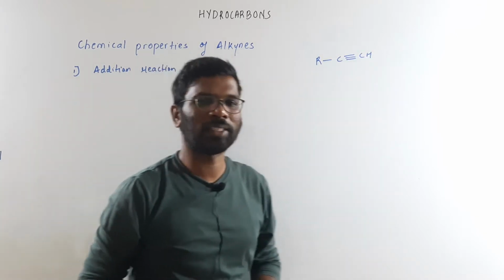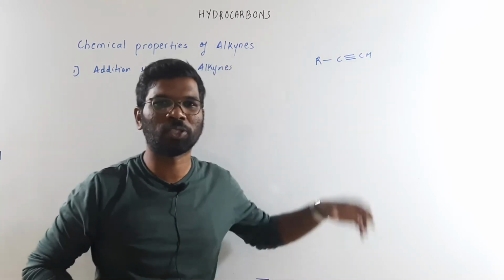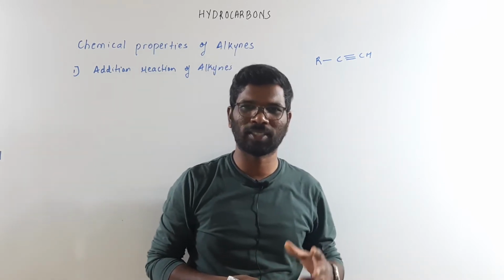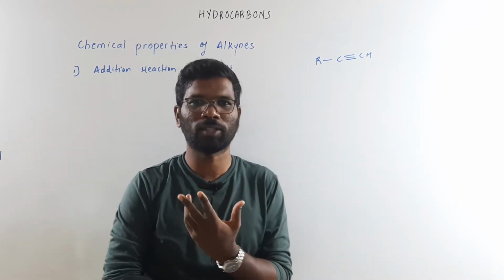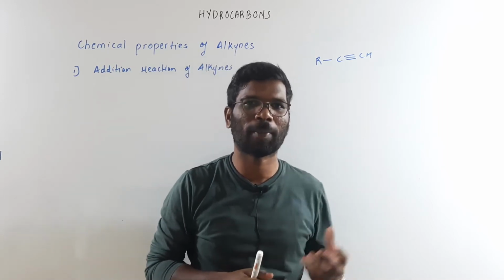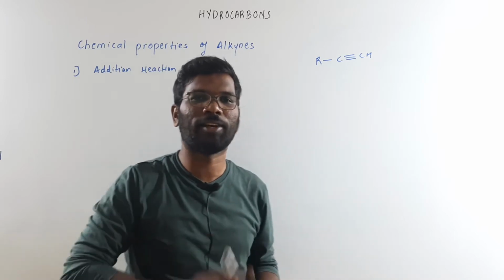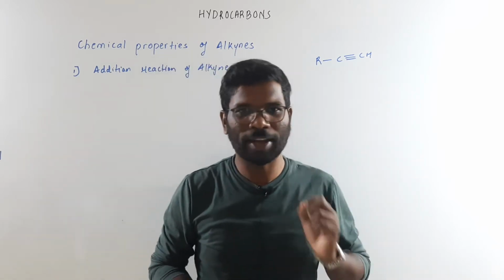Since there is a presence of the triple bond, that means 2 pi and 1 sigma. This pi bond has loosely bound electrons. Here there are loosely bound electrons in the pi bond. So in this case, reduction and addition take place very easily.